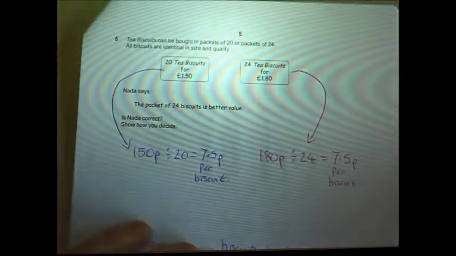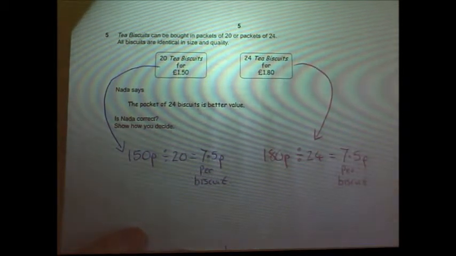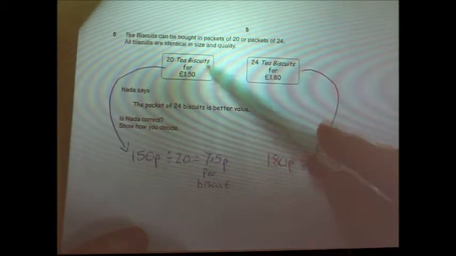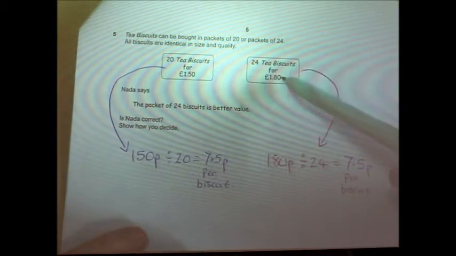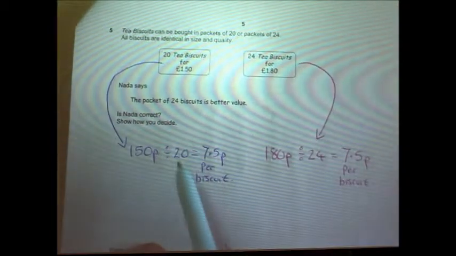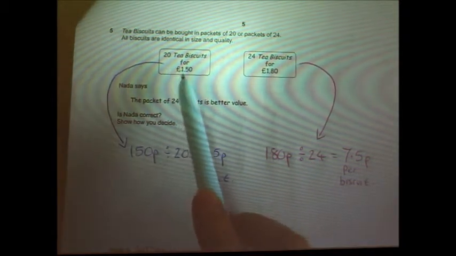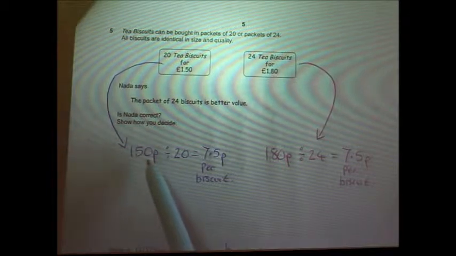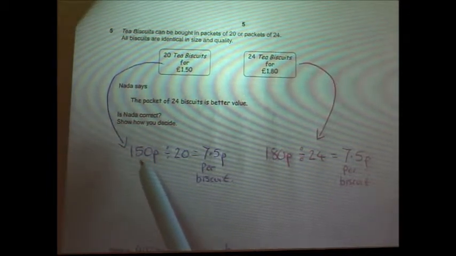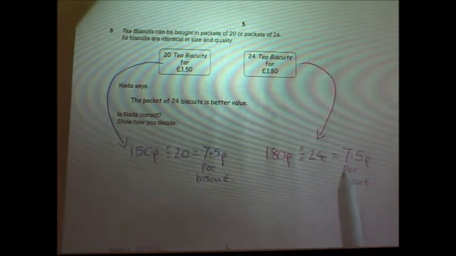Question 5. Tea biscuits can be bought in packets of 20 or 24. All biscuits are identical in size and quality. So you get 20 biscuits for £1.50 and 24 biscuits for £1.80. This sounds like it's a best value question, so we're going to have to work out which ones are the best value. So the way I've done that is I've worked out the cost per biscuit. So if 20 biscuits cost £1.50, I've done £1.50, or I put it in pence to make it a bit easier. 150 pence divided by 20, so it's 7.5p per biscuit. I've done the same thing over here, and I get 7.5p per biscuit.